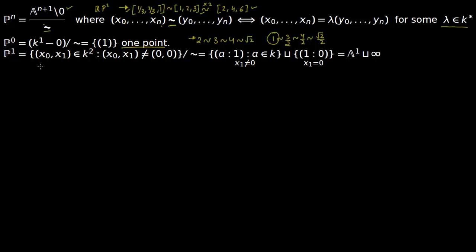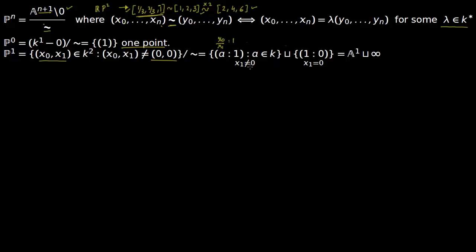Now come to P1. P1 means that you will work with A2. You have n plus 1 here, so you have 2 coordinates. Skip the 0 out, and then you mod out with the equivalence relationship. So this becomes (a : 1) where x1 is not 0. So we essentially have divided out x1. So we have x0 by x1 and x1 by x1 gives you 1. So that's how you have it. You divide out by x1, same as here, where we divided out by the third coordinate.